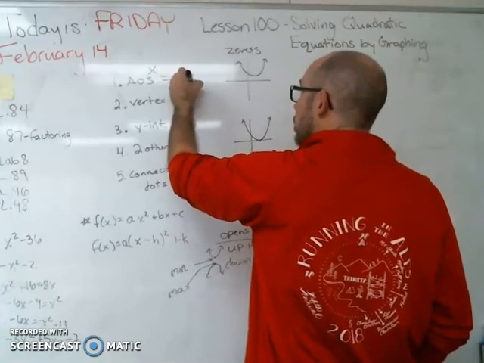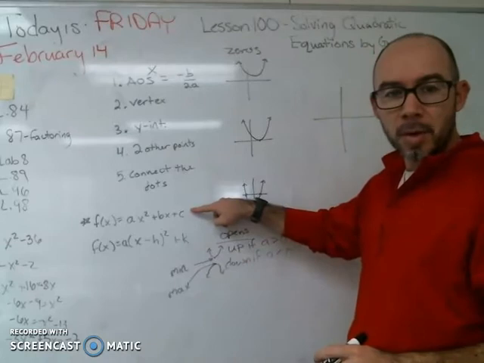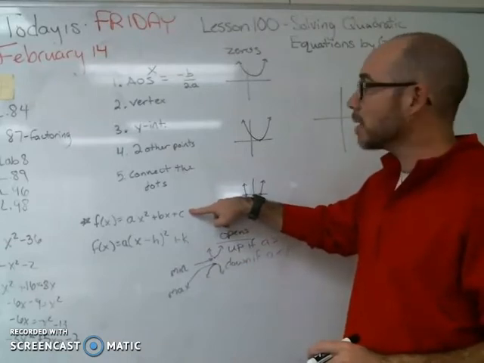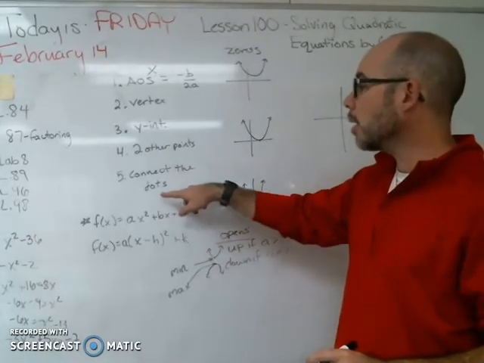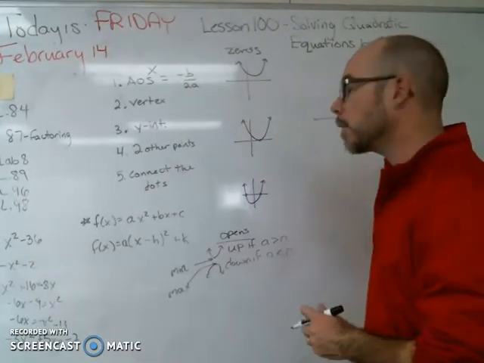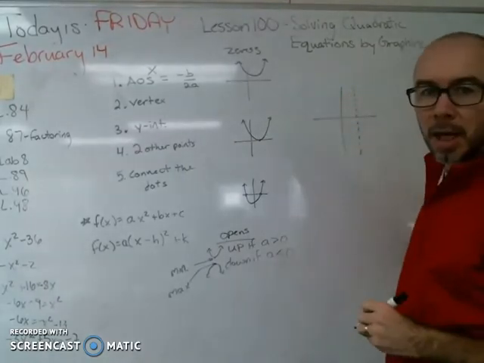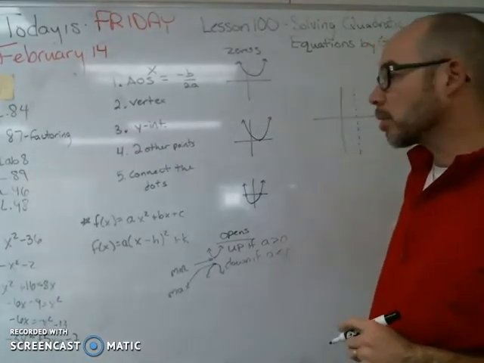And if you're using the standard form of a quadratic function, ax squared plus bx plus c, you're going to take out the b number and the a number and throw them into that formula, and you'll get yourself a dotted, symmetrical line.